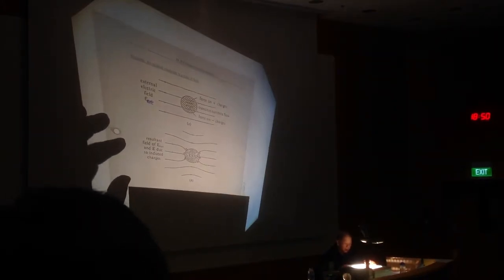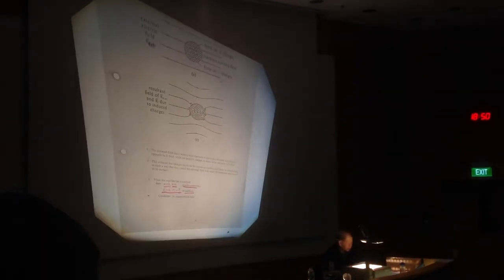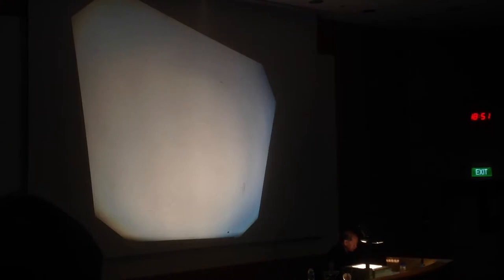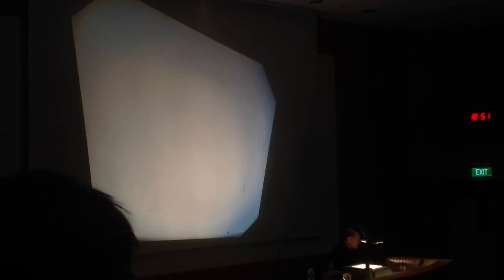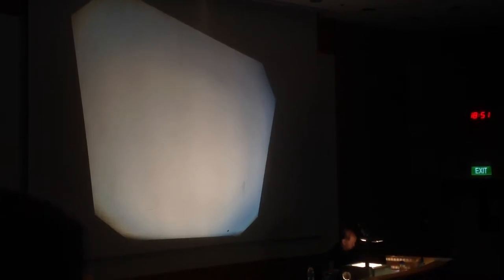So these are some explanations of the reason. Remember, a conductor is an equipotential. Potential is the same inside the conductor. The electric field must be zero, because by definition, electric field is the negative gradient of the potential. If the potential is constant, the gradient of the constant is zero.